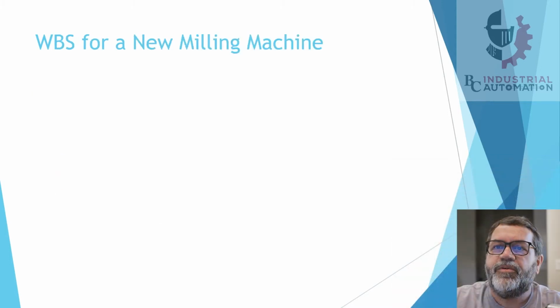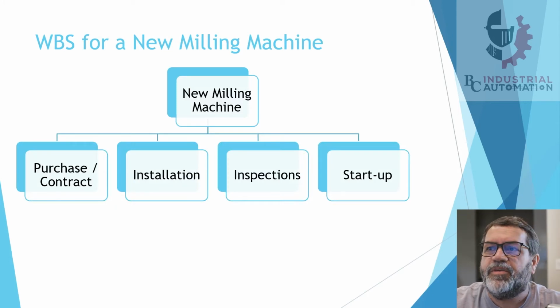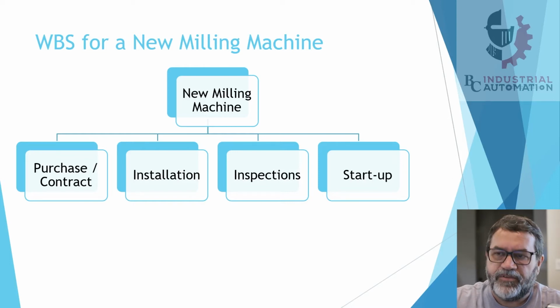Okay, we start with a work breakdown structure, and I'm using a milling machine for this example. So I've started with a hierarchy here. I know we need a new milling machine, and a couple of main activities are we need a purchase contract, we need to do installation work, there needs to be inspections, and we need some startup activities. So it's kind of like a brainstorming list. You start with the overall thing you want to accomplish, and then you start putting in the components that need to be done to get that accomplished.